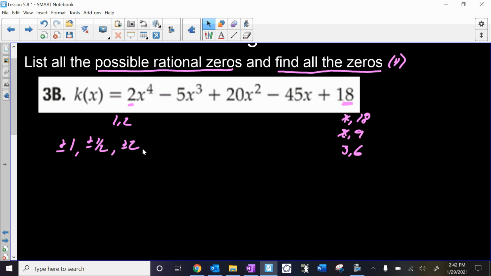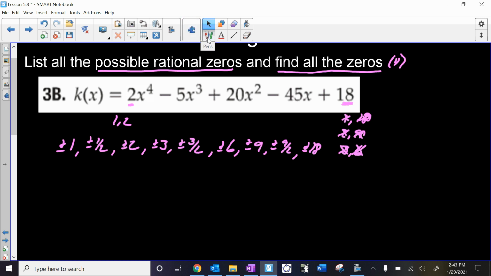Next we'll go to 3. 3 divided by 1 is 3. And 3 divided by 2 is 3 halves. 6 divided by 1 is going to get us 6. And then 6 divided by 2 is 3 again. 9 divided by 1 is 9. And then 9 divided by 2 will get us 9 halves. And finally, 18 divided by 1 is 18. And then 18 divided by 2 is 9. So again, this long list represents our possible rational zeros.